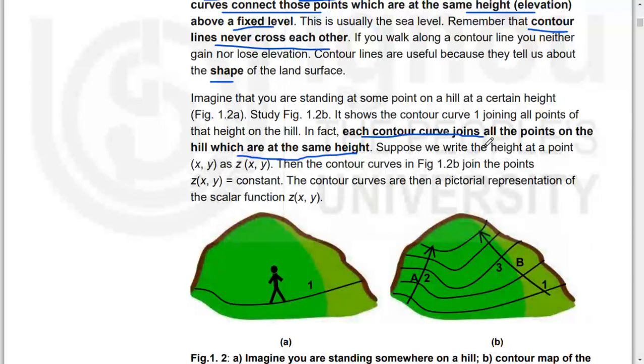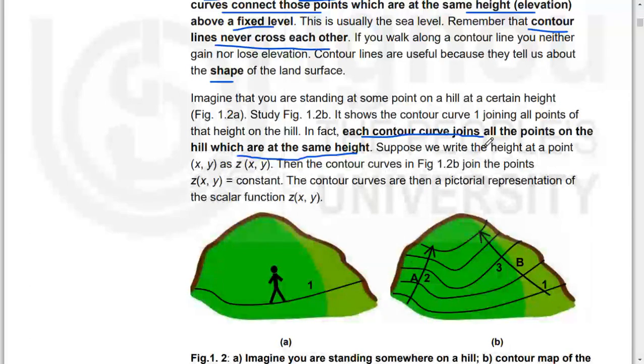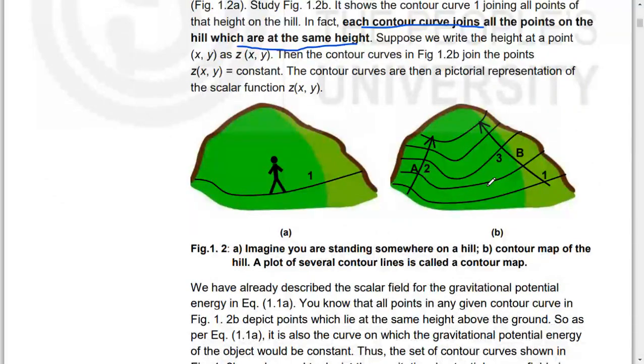Suppose we write the height at a point x, y as z(x, y). Then the contour curves in figure B join the points where z(x, y) is constant. The contour curves are then a pictorial representation of the scalar function z(x, y). Imagine you are standing somewhere on a hill. Contour map of the hill. A plot of several contour lines is called a contour map.